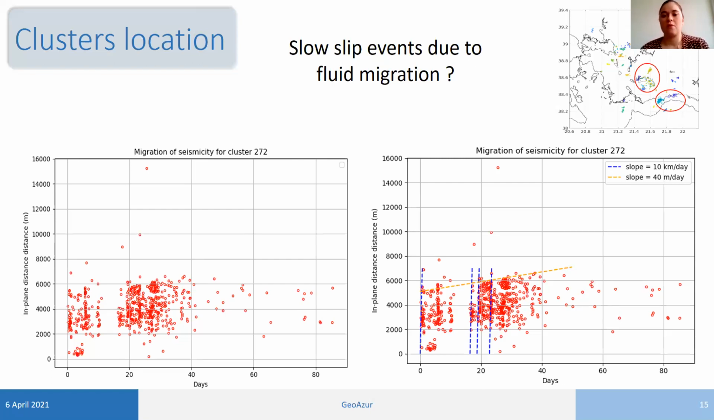We could discuss why we don't see this regime in all our clusters. Is it because we don't have enough data to see it, or because we don't have fluid sources? It's not the same region in all our clusters. We have to investigate further to answer these questions.